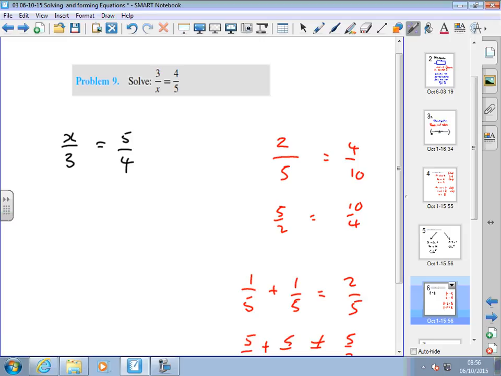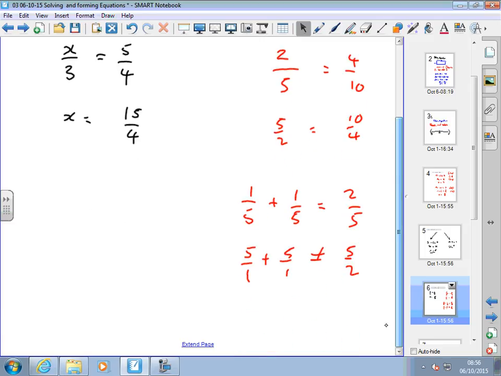So multiply both sides by 3. Multiplied by 3, they cancel. Multiplied by 3. So x equals 5 times 3, 15 over 4. Note I'm not multiplying top and bottom by 3, only the top. Again, that comes from fraction work.